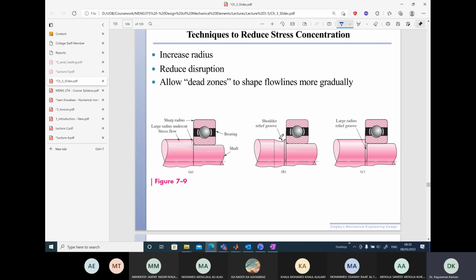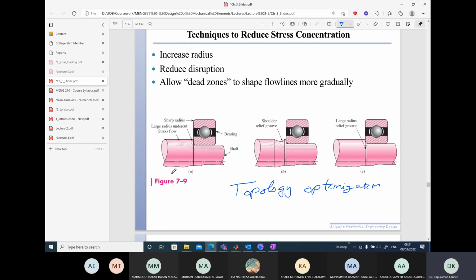So how did they obtain these geometries? By finite element topology optimization. So, for example, if you use topology optimization, you can reduce the stress concentration effect.